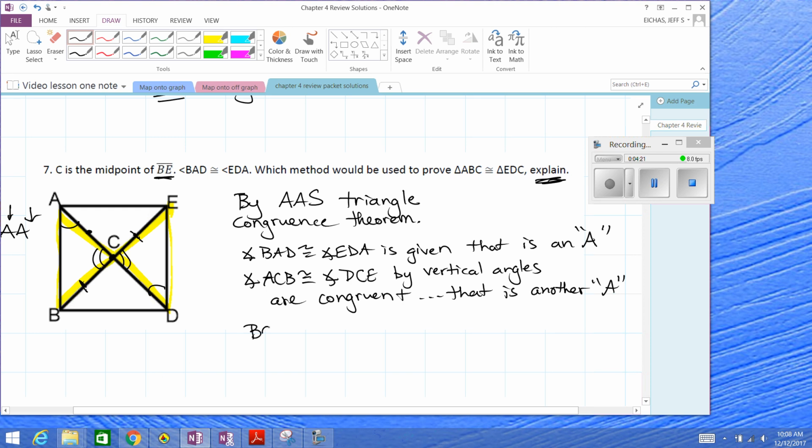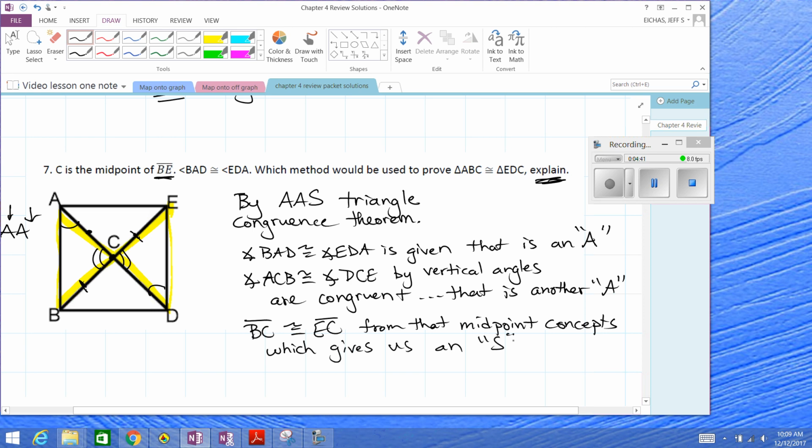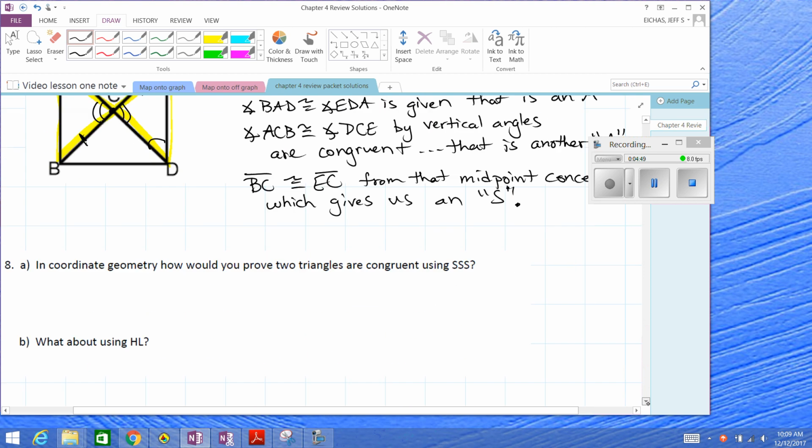And BC is congruent to EC from that midpoint concept, which gives us an S. Okay, so that's my explanation. It's not a proof. I just tried to explain what went on. I'm sure that's plenty for an explanation.